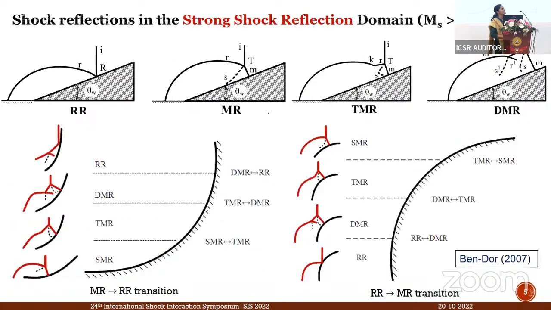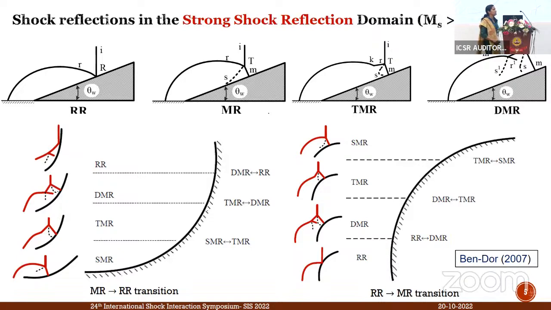Now, here are some of the possible solutions which we can attain when we have unsteady reflections. In the strong shock reflection domain, where the shock Mach number is more than 2.2, these are the types of reflections which could be formed. One is a regular reflection, another one is a Mach reflection, then there is a transitional Mach reflection, where you will have a specific kink point till which the reflected shock is plane, and after that, it undergoes a curved nature. Now, there's another one which is the double Mach reflection, which has two significant triple points. Okay, so this is called a double Mach reflection.